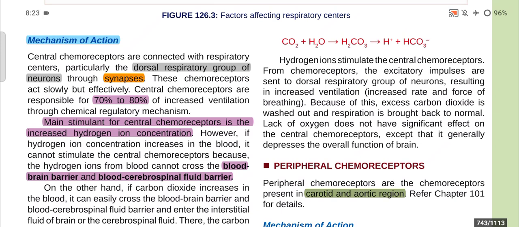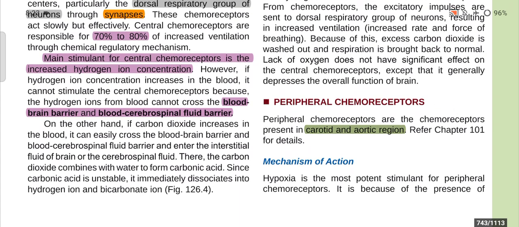And hydrogen ions stimulate the central chemoreceptor. From the chemoreceptor, the excitatory impulses are sent to the dorsal group of neurons, resulting in increased ventilation, which is increased rate and depth of breathing. And because of this, the excess carbon dioxide is washed out and the respiration is brought back to normal. And lack of oxygen does not have any significant effect on the central chemoreceptor, except that it generally depresses the overall function of the brain.